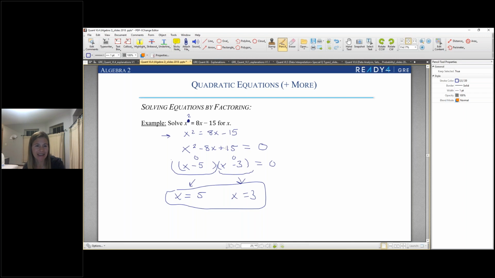Don't fall into the trap of trying to, when you see a square term, an x term, and a constant, get all the x's on one side. Just get everything on one side and factor. And this will only work if you have a 0 on this side. You have to have 0 over here. If you have 15 over there, it's not going to work. It has to be 0 over there.